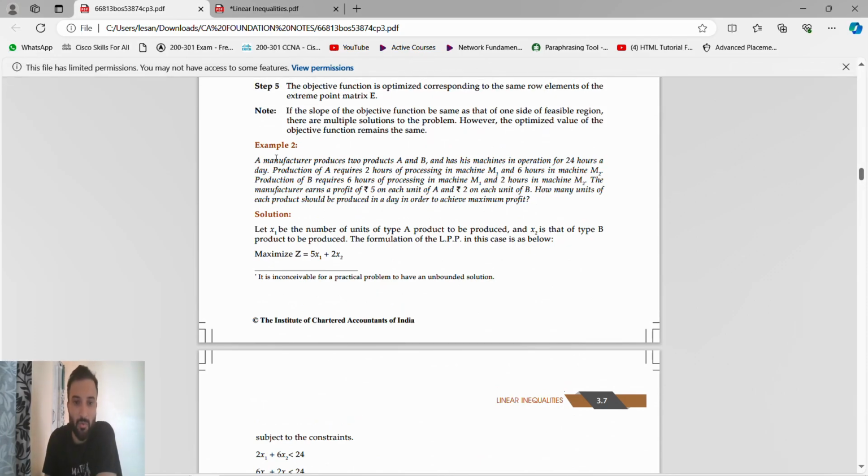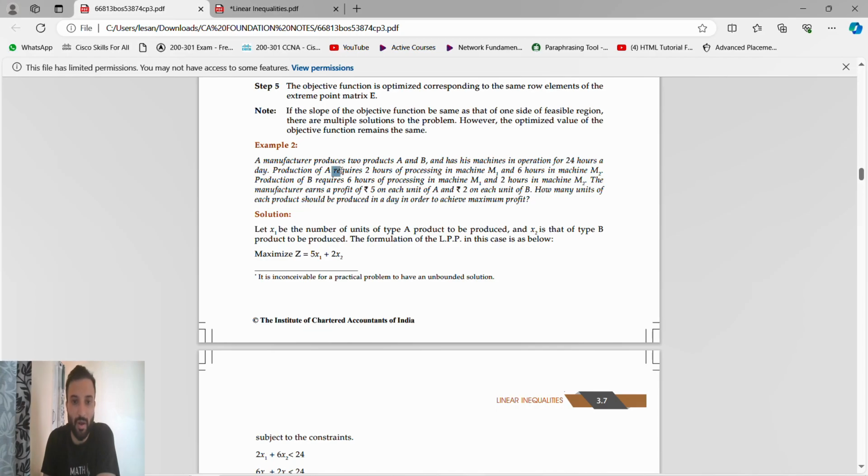Okay, a manufacturer produces two products A and B. This is the word problem. From word problem, we have to get the equation. So from word problem to equation, what we will do? Yes, we'll see the words. So let's see the words. A manufacturer produces two products A and B and his machine is in operation for 24 hours a day.